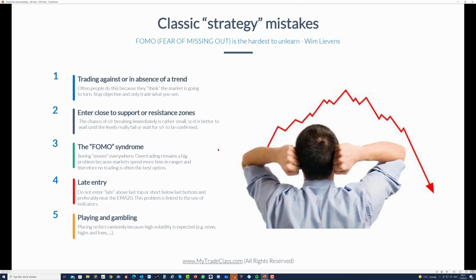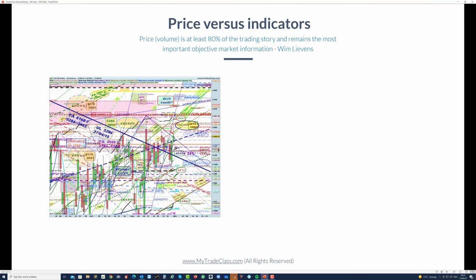Playing and gambling is something that I see less and less. I'm very happy with that in the last years. So, trading the news is a bit like gambling, and this is something that I would strongly advise against, because I see many people who got hurt by playing this game.